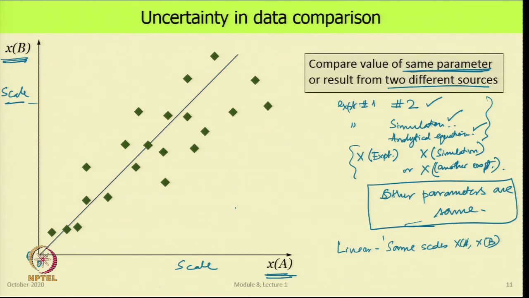Now, as we see, if both were linear, we got this as a 45-degree line and the points are scattered. Some are above this line, some are below this line.